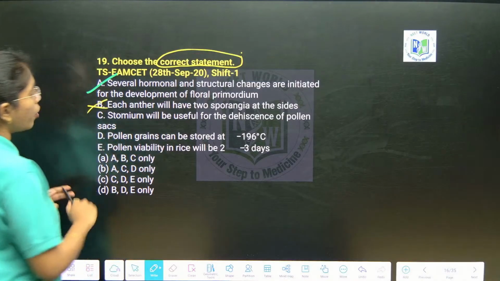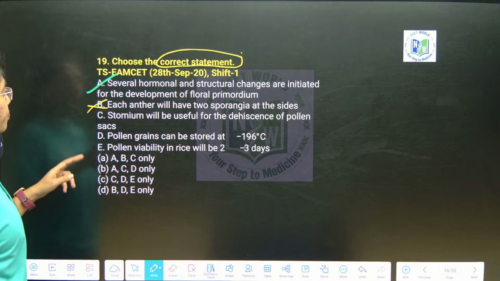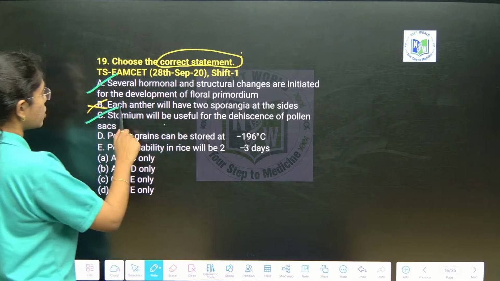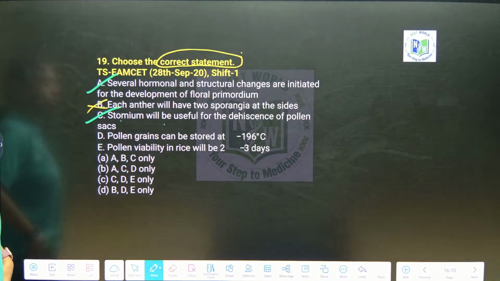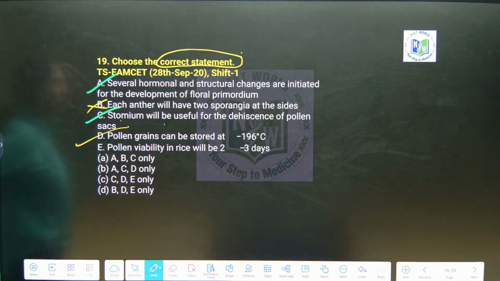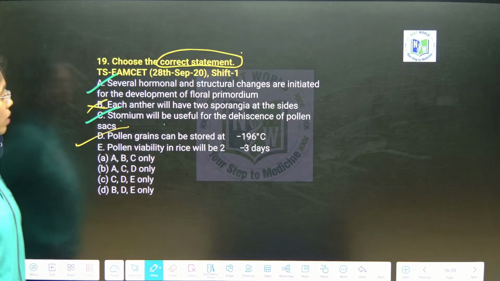Wrong, it will have how many? 4 sporangiate sites. Stomium will be useful for the dehiscence of pollen sacs. True. Pollen grains can be stored at -196 degrees Celsius. True. Pollen grain viability in rice is 2 to 3 days. Wrong, it is for months, right.